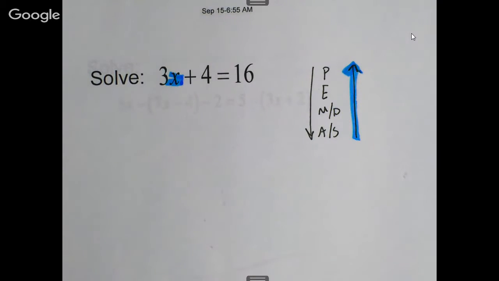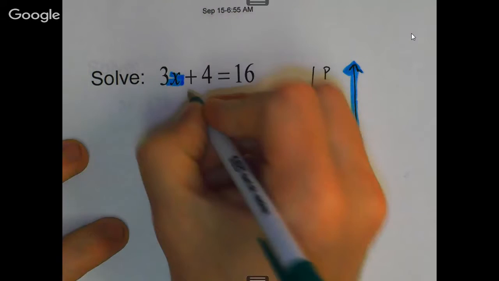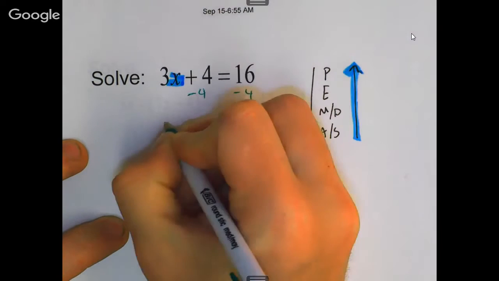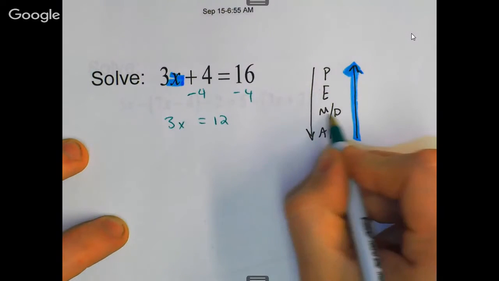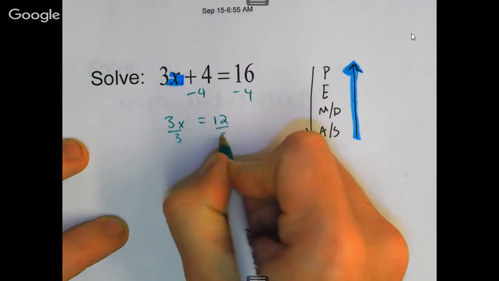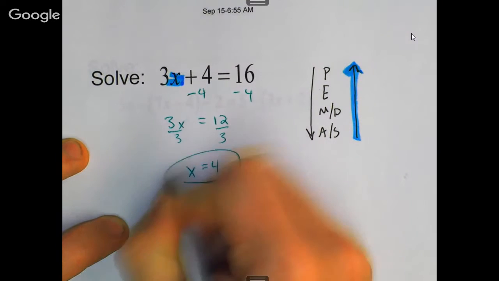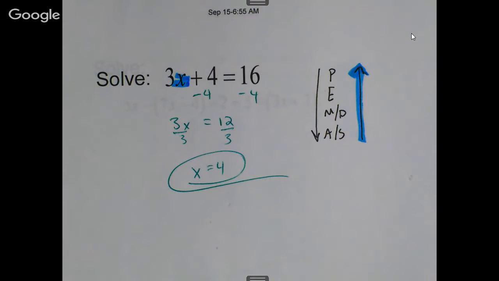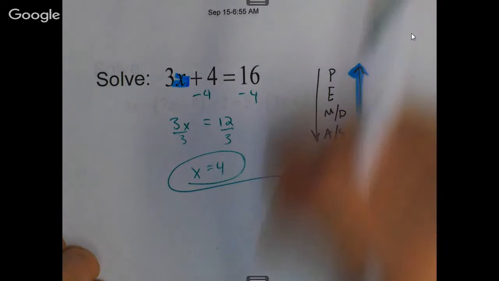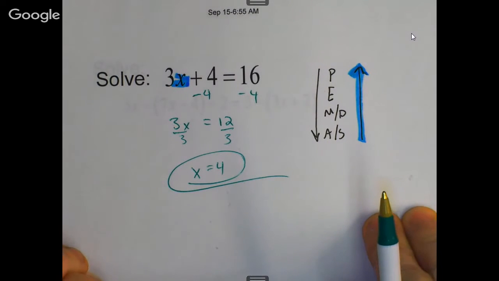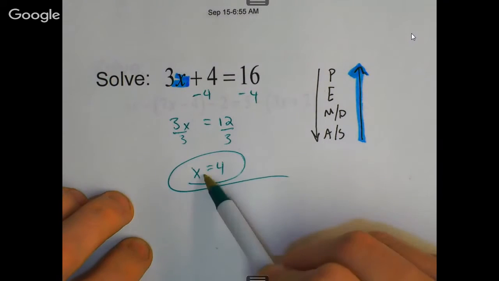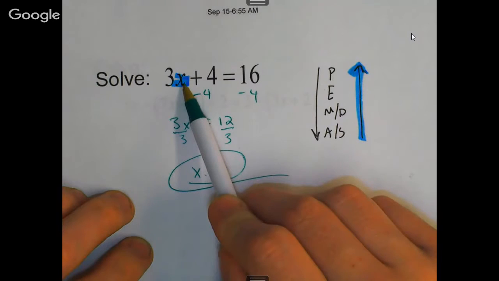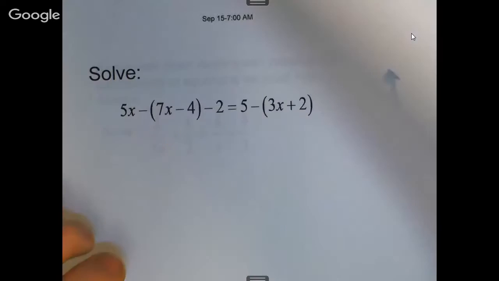So the first thing I want to do is add or subtract. So I will subtract 4 and get 3x equals 12. And then we will multiply, divide. So divide by 3. And my answer would be 4. Now, of course, I can check these solutions, and you should, because here in a couple lessons, checking will be a must. So all I have to do is plug it back in here and see if it equals 16 or not.